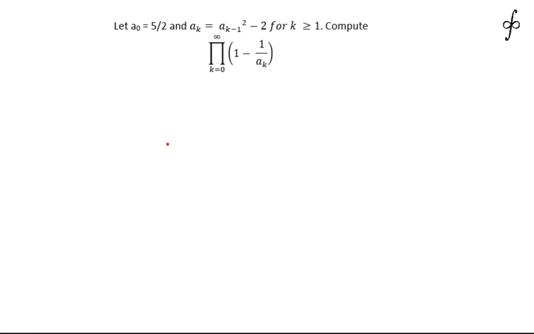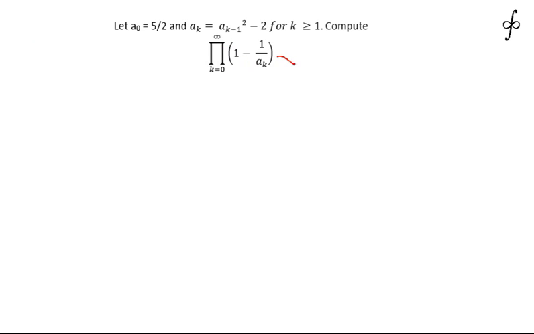Okay, so let's discuss a challenging problem on telescopic product. We need to find the continuous product of 1 minus 1 by a_k, where a_0 is given to be 5 by 2 and a_k equals a_{k-1} square minus 2. This kind of recursive relation is given between a_k and a_{k-1} for k greater than or equal to 1, and we need to compute the continuous product from 0 to infinity.